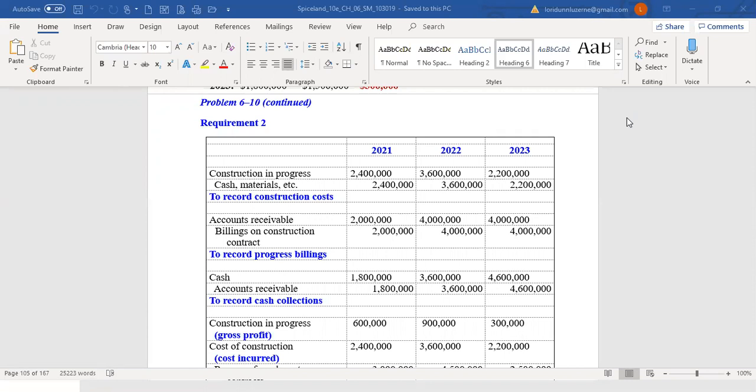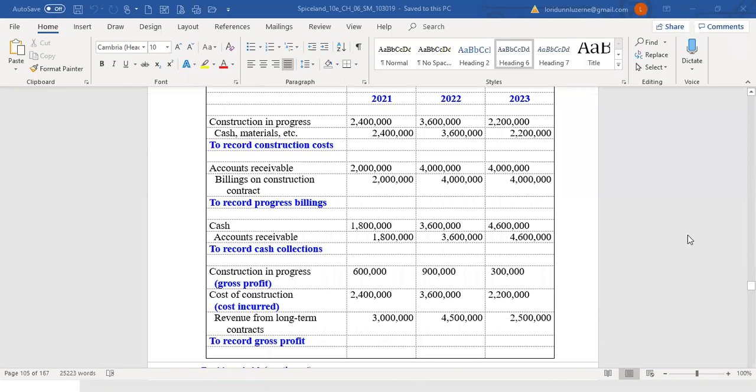it could be materials you used, whatever. For any billings that are made, we debit accounts receivable and credit this contra, billings on construction contract. When we receive money from those billings, we debit cash and credit accounts receivable.